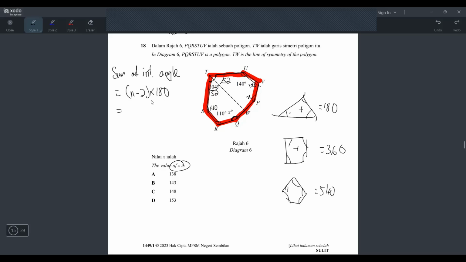That's why the sum of interior angles is 180. What if it's 4 sides? 4 minus 2, 2 times 180, 360. What if it's 5? 5 minus 2, 3 times 180. That's how I get all these values.